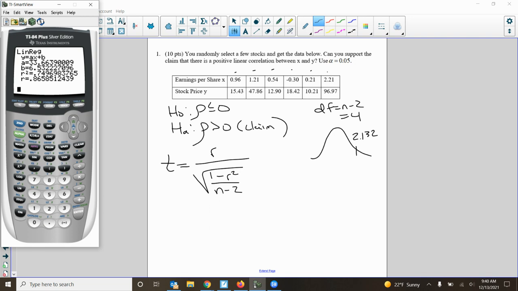If there's an issue during the test, just let me know. But make sure, if you have not done so, to go to second catalog, which is second 0, and then go down to the D's and make sure your diagnostics are on. So we get R is 0.866, let's call it that.